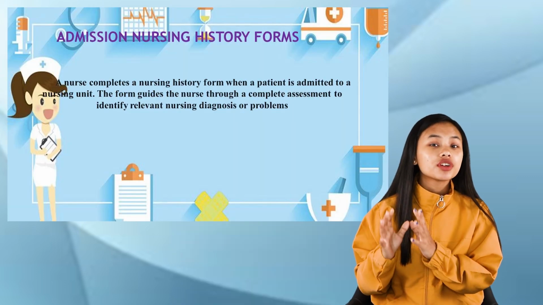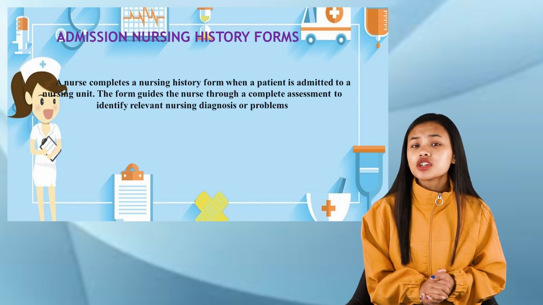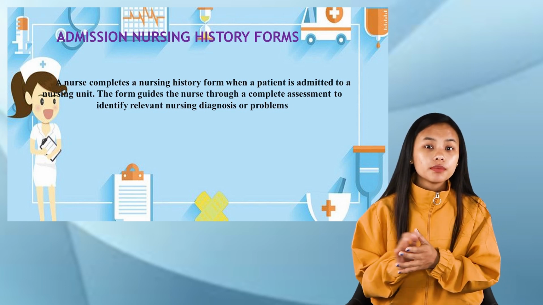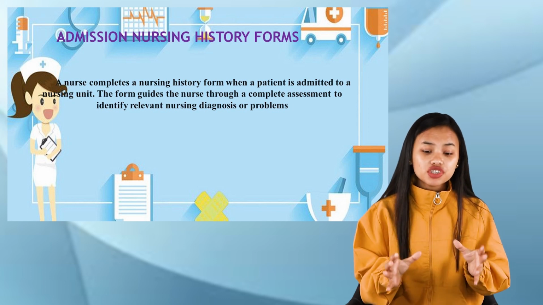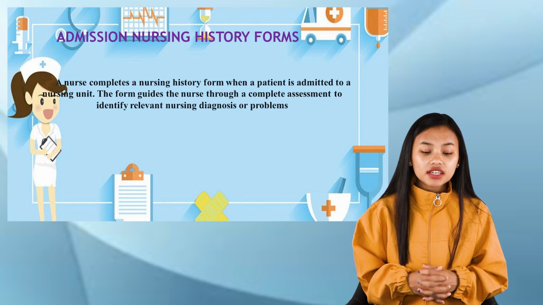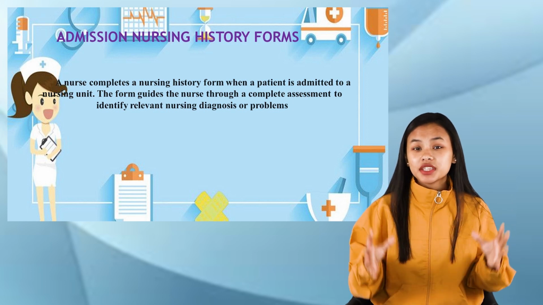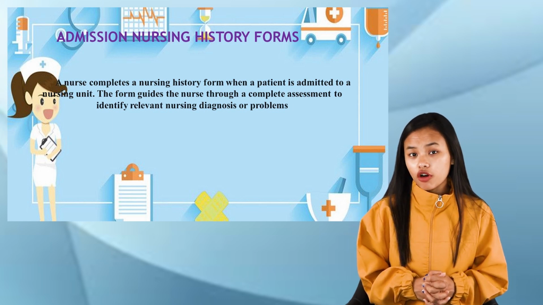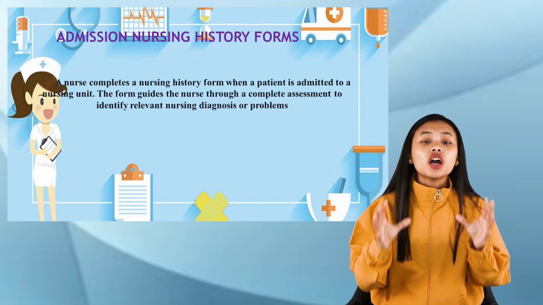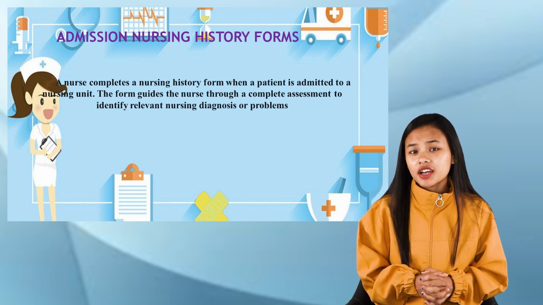The first one we are going to talk about is the admission nursing history form. Once the client is admitted to the nursing unit, the first and foremost thing which the nurse will complete is the nursing history form. Why? Because this form guides the nurse through a complete assessment of the client's condition in order to identify any relevant nursing diagnosis or problems. As soon as the client is admitted to the nursing unit, the nurse completes the nursing history form, because it helps guide her on which care should be provided, to formulate the nursing diagnosis, or even to identify the nursing problem.